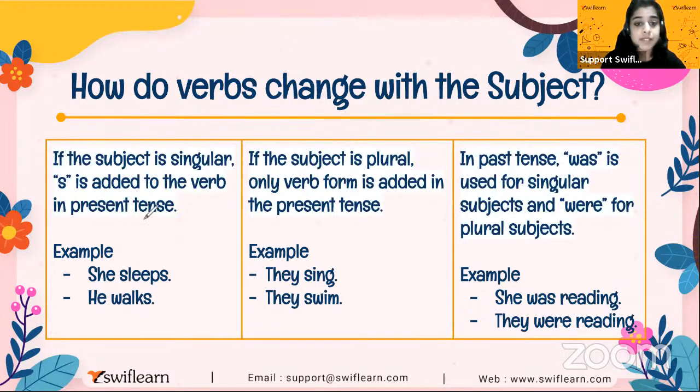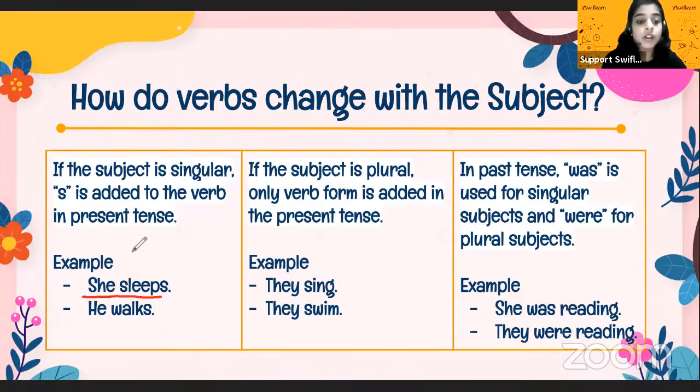I'll follow the same principle, example to rule. She sleeps. So here, she is the subject because she is doing the action. Sleeps is the verb here. But now what do we need to see? That she is a singular pronoun. You know what singular means? Singular means one, plural means many. So she is a pronoun, and also singular, which means one girl.